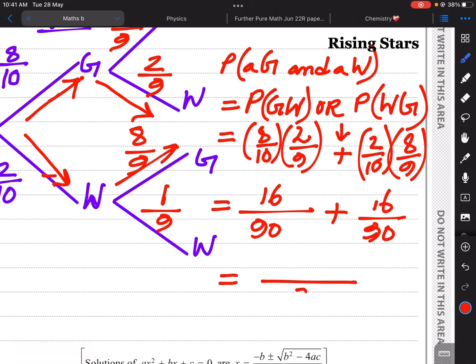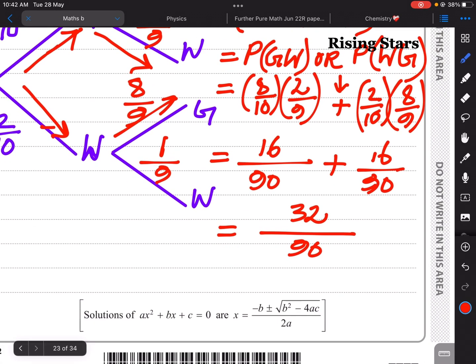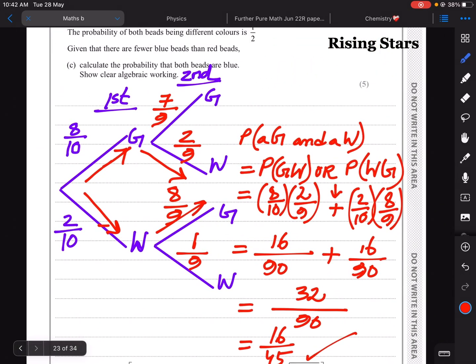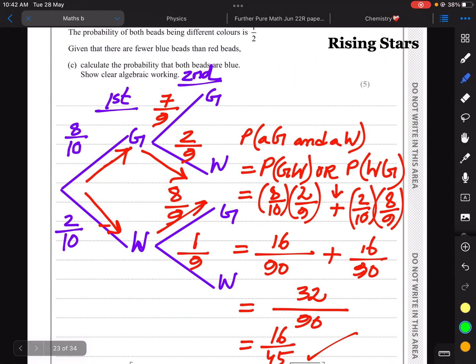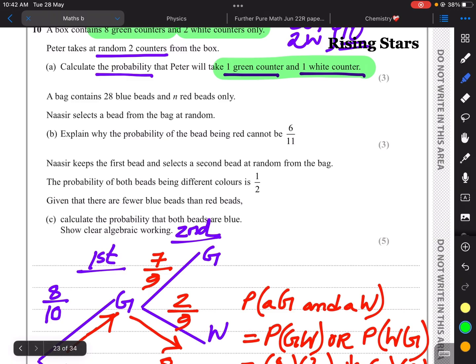So same denominator, so we can just write 90, and upore add korle 16 plus 16 is 32. Simplifying this, we get 16/45, if I'm not wrong. Yeah, so this is the probability of Peter having one green and one white counter. Okay, so part A is done.